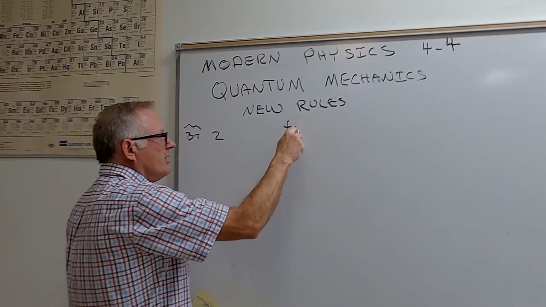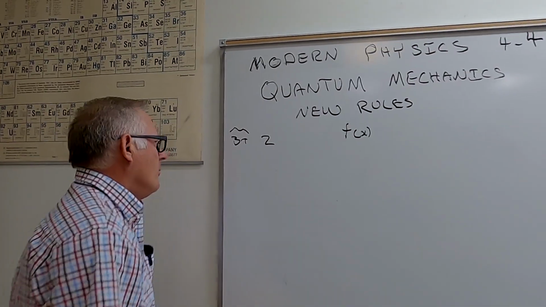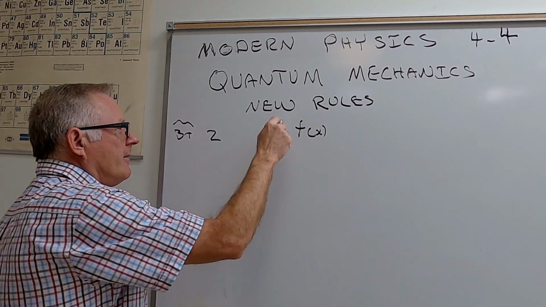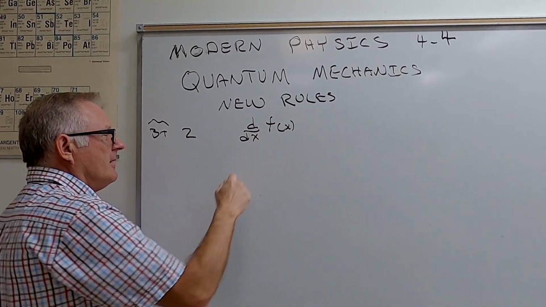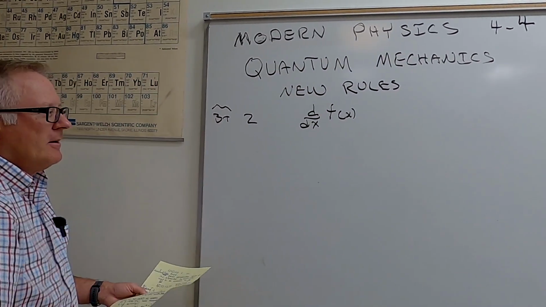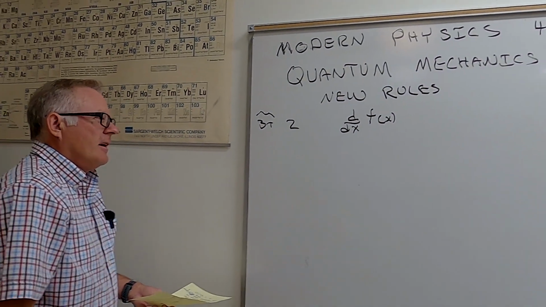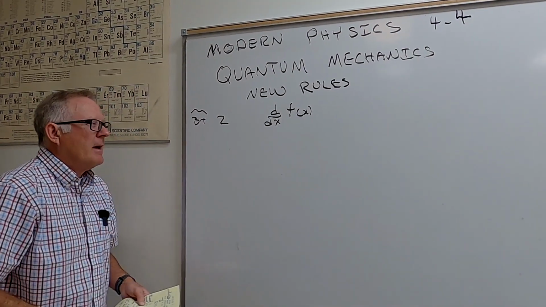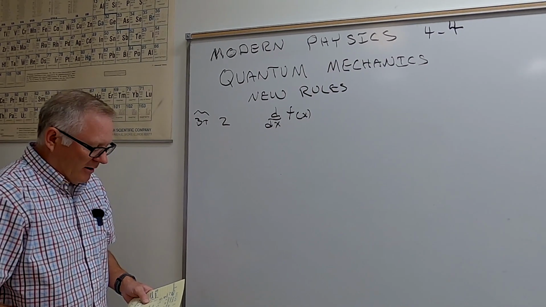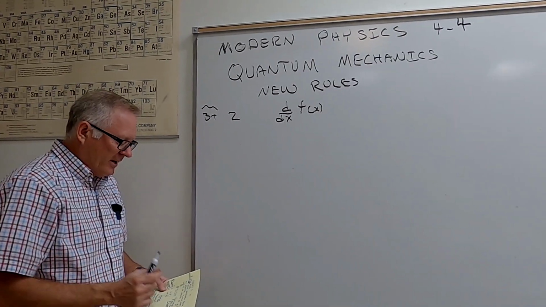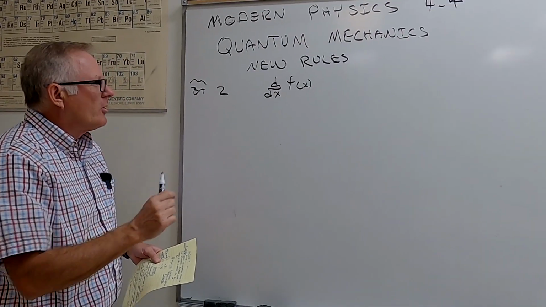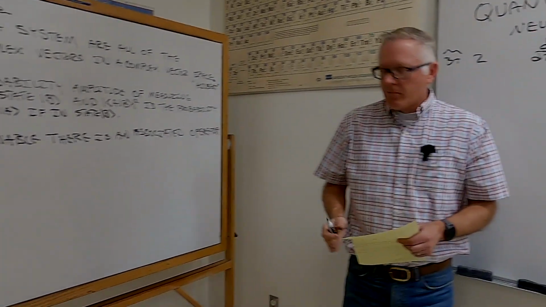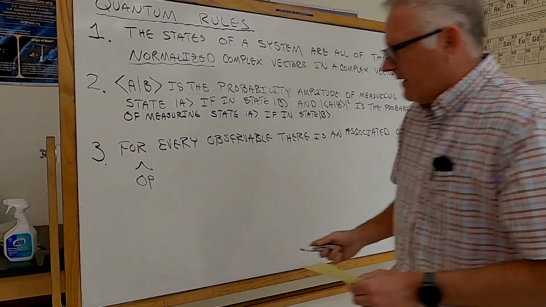Or you could operate on a function. If you have some function of x, you could take the derivative of it. That would be an operator, the derivative with respect to x. You could integrate it. You could take the reciprocal of it. I don't know, but that's just some sort of a mathematical operation. That's what we call an operator. So for every observable, there is some sort of operator associated with it. That's number 3.